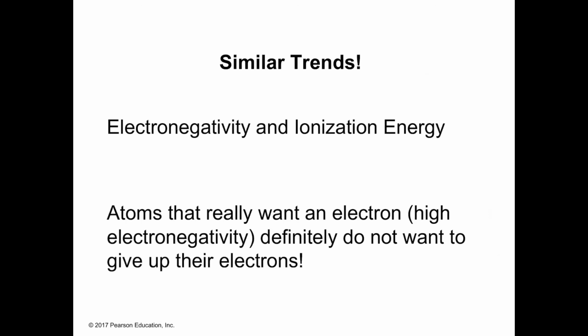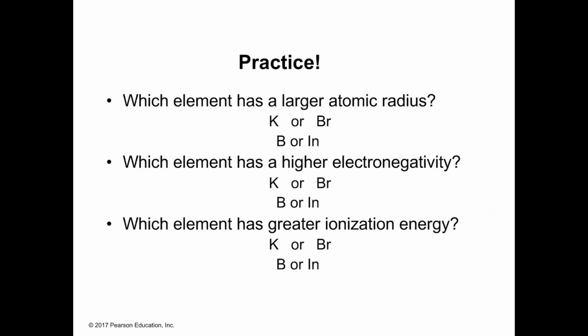Okay, so electronegativity and ionization energy have a similar trend, and again, this is mostly going to be based on the atom's size, because the smaller that atom is, the better able those protons are to hold on to those valence electrons. Let's try this out. Let's get some practice. So if you have a periodic table near you, go ahead and find potassium and bromine and boron and indium. And I want you to pause here and figure out which one of those in each pair has the larger atomic radius, electronegativity, and ionization energy. And then once you're ready, unpause and I'll give you the answer.